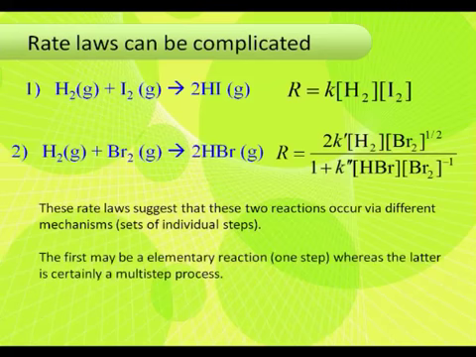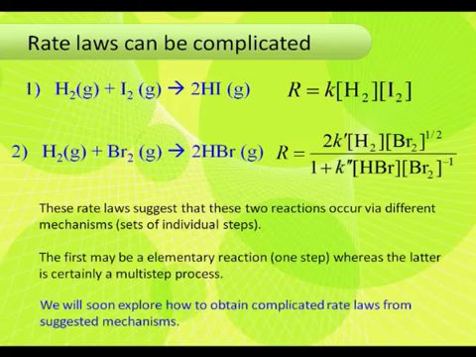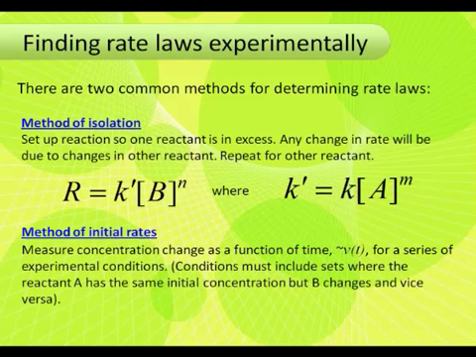The first is very simple. It is only an elementary reaction, one step, whereas the second one certainly involves a multi-step process. That's why the rate equation of the second reaction is more complicated. Later on, in the second part, we will explore how to obtain complicated rate laws from the mechanism.